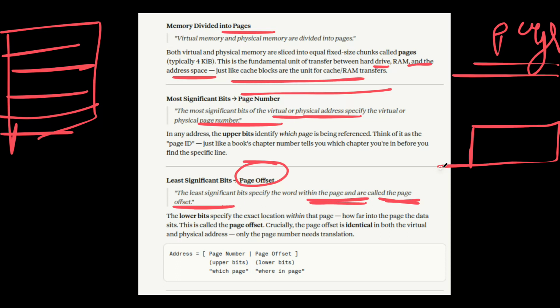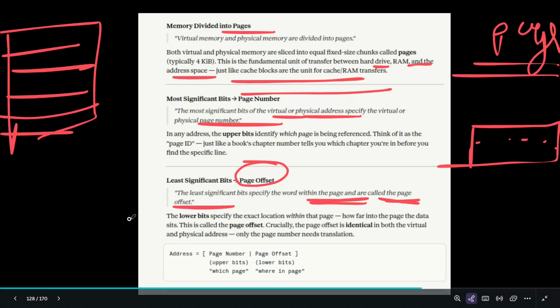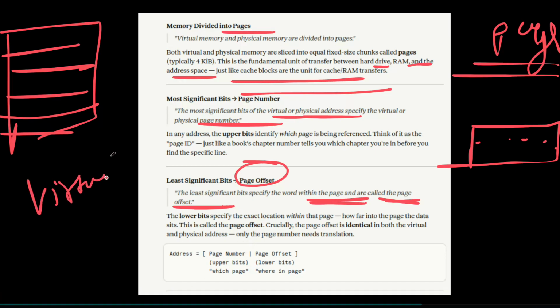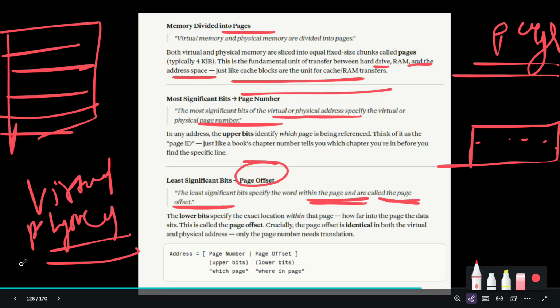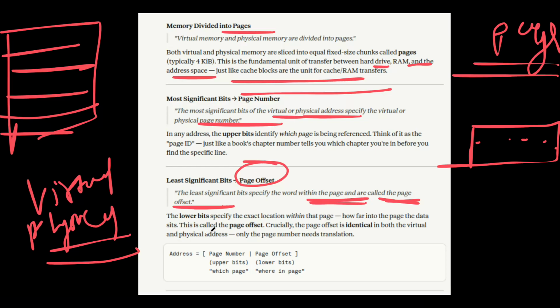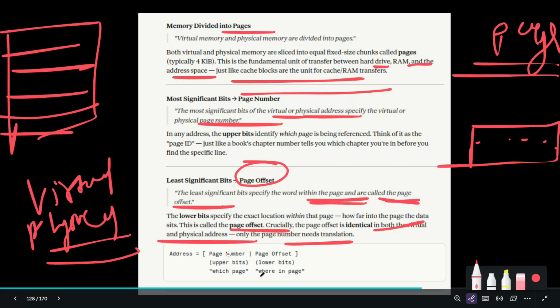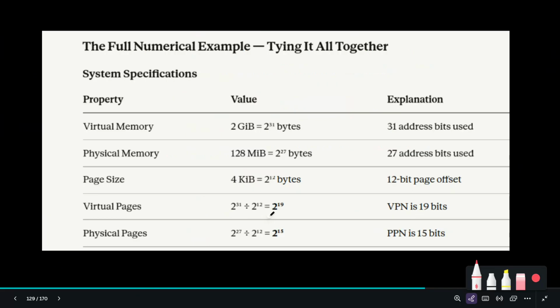So inside the page, I found the page. Now inside the page, in which word it is present, that is noted by the page offset. Now that page offset would be the same in both the virtual address and the physical address. The lower bits specify the exact location within that page, how far into the page the data is. This is called the page offset. Crucially, the page offset is identical in both the physical and the virtual address. Only the page number needs translation. So the page number we need to translate, but the page offset would always be the same in both cases.